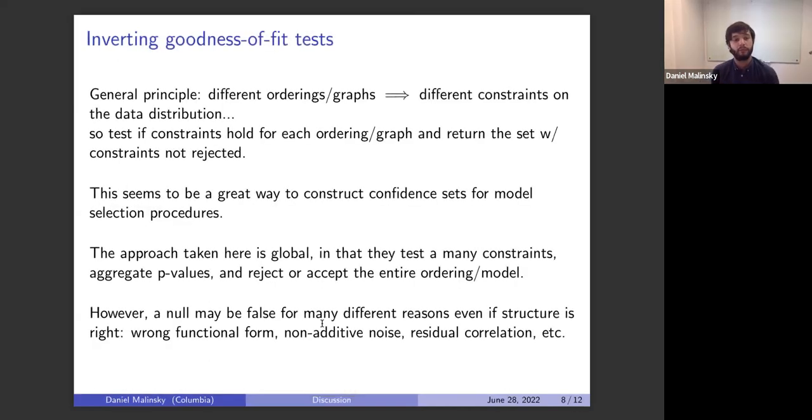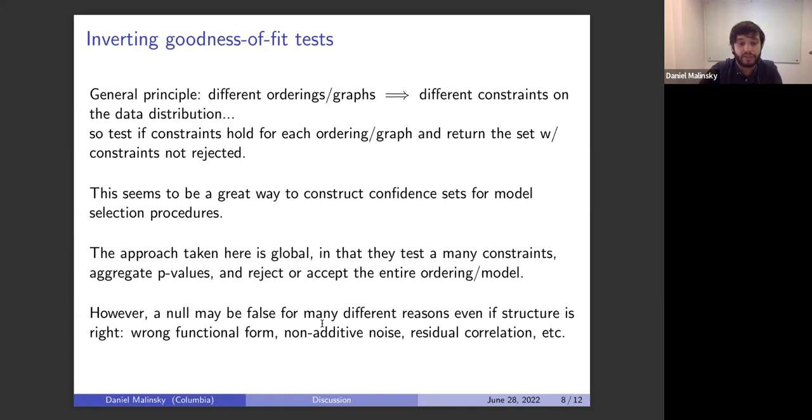Related to my second bullet point early on, I think the idea that Sam is using about testing global goodness of fit tests is really interesting. I think this seems like a great way of constructing confidence sets for model selection procedures in general, and I think it ought to be explored more.